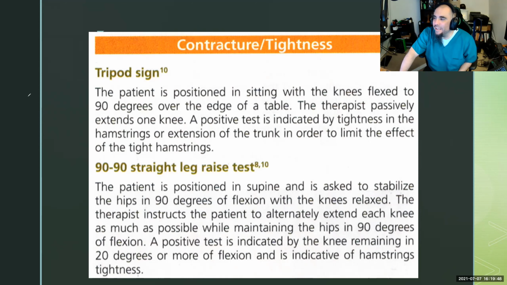So what you're saying here is, here I am laying on the mat. I'm going to flex my knee and hip to 90 degrees like this. And then the therapist is going to tell me, extend your knee, and my knee should be straight up and down. Yeah, like Anthony says, I think we all fail at the 90-90, right? If you have a 20 degree, so if this angle here is 20 or greater, that means you have a positive hamstring test.